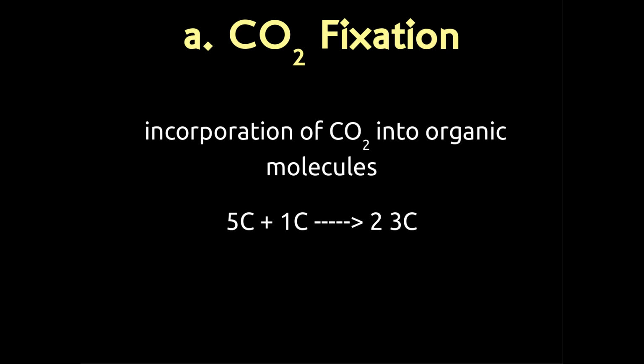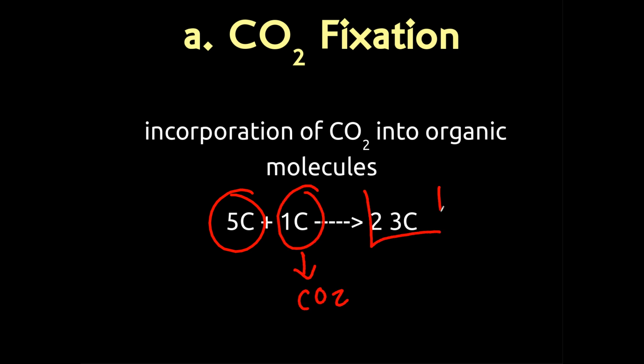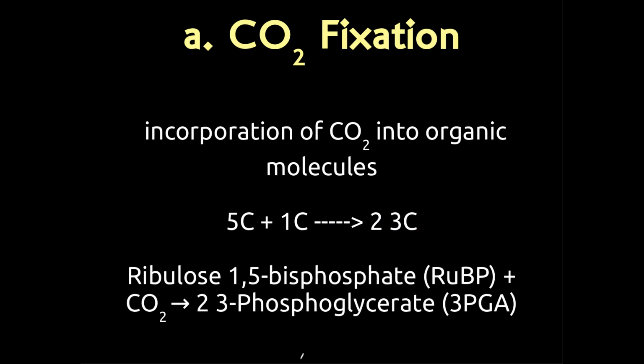We're going to get incorporation of CO2 into an organic molecule. Essentially, we are going to take a 5-carbon molecule, add a 1-carbon molecule to it, which is the CO2, and we are going to get 2 3-carbon molecules. So we've taken an organic molecule, the 5-carbon molecule, and an inorganic molecule, the CO2, and get 2 organic molecules out of it. This is how we get the carbon integrated into organic molecules.